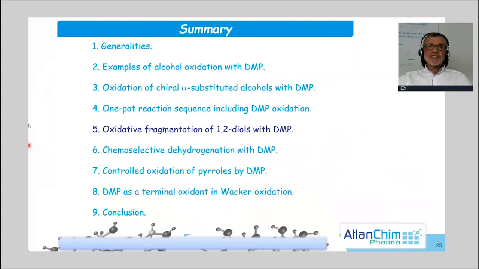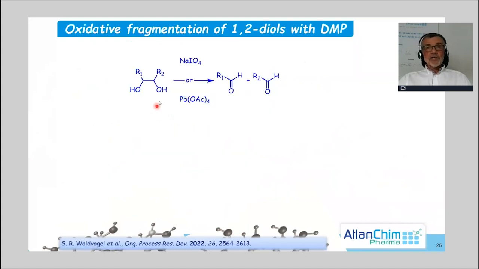The last points of this webinar concern unexpected reactivities of the Dess-Martin reagent. The first point is about oxidative fragmentation of 1,2-diols with Dess-Martin periodinane. Sodium periodate and lead tetraacetate are well-known reagents used for the oxidative cleavage of vicinal diols into the corresponding aldehydes and ketones.